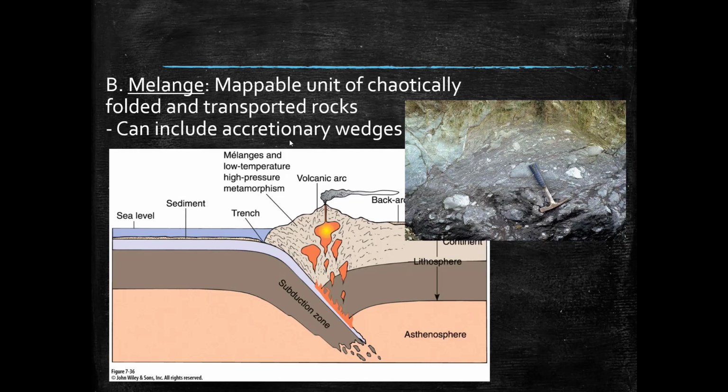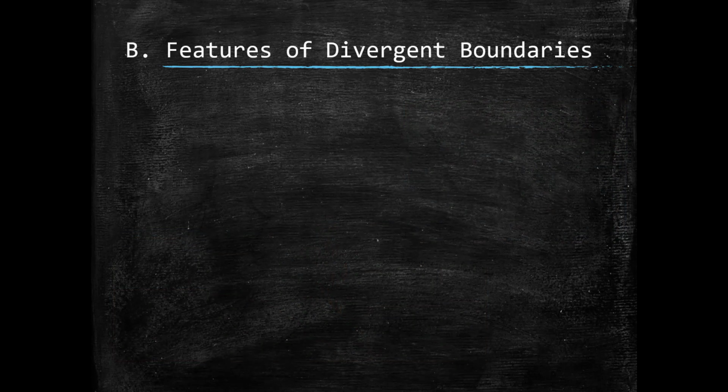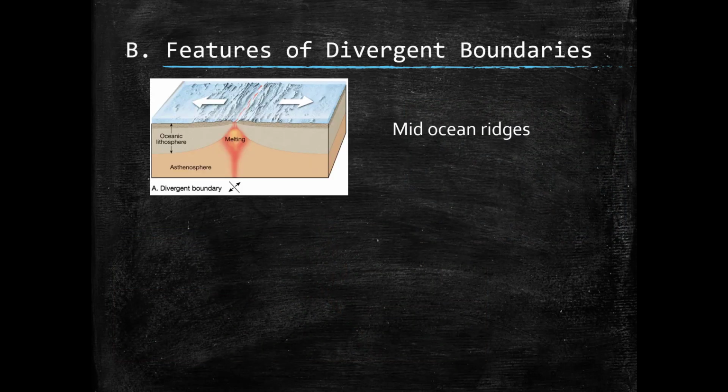Good stuff. So that's what we're going to learn about with convergent boundaries. Divergent boundaries that we're going to talk about are pretty straightforward. So divergent plate boundaries, as we know from 101, are locations where plates move apart from one another. And most commonly this occurs at mid-ocean ridges. The mid-ocean ridge system is about 42,000 miles long.